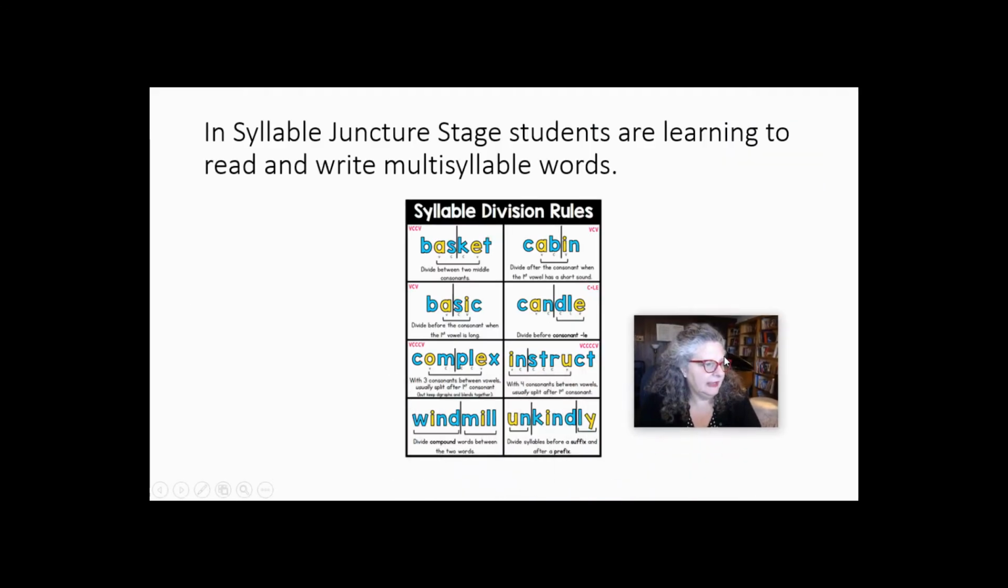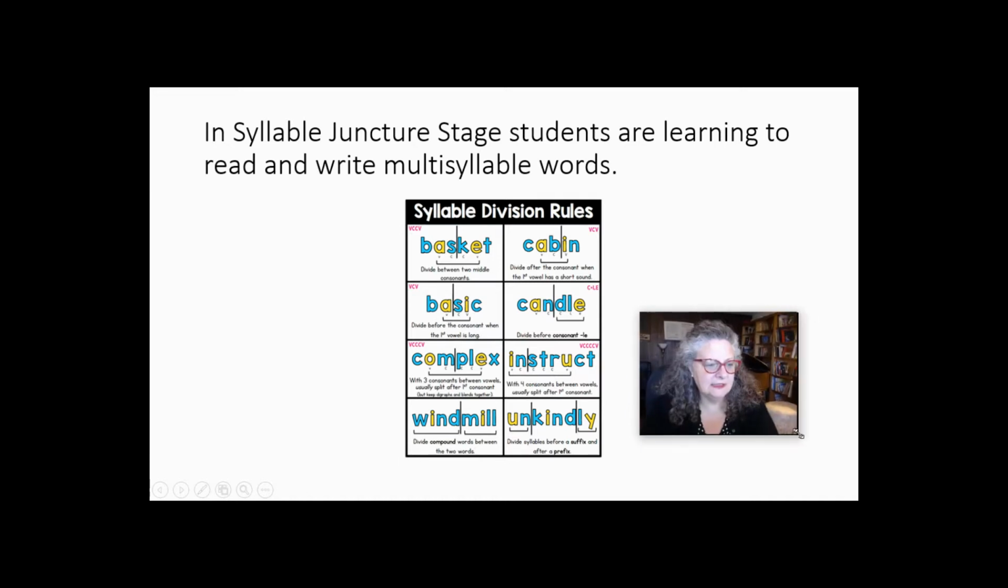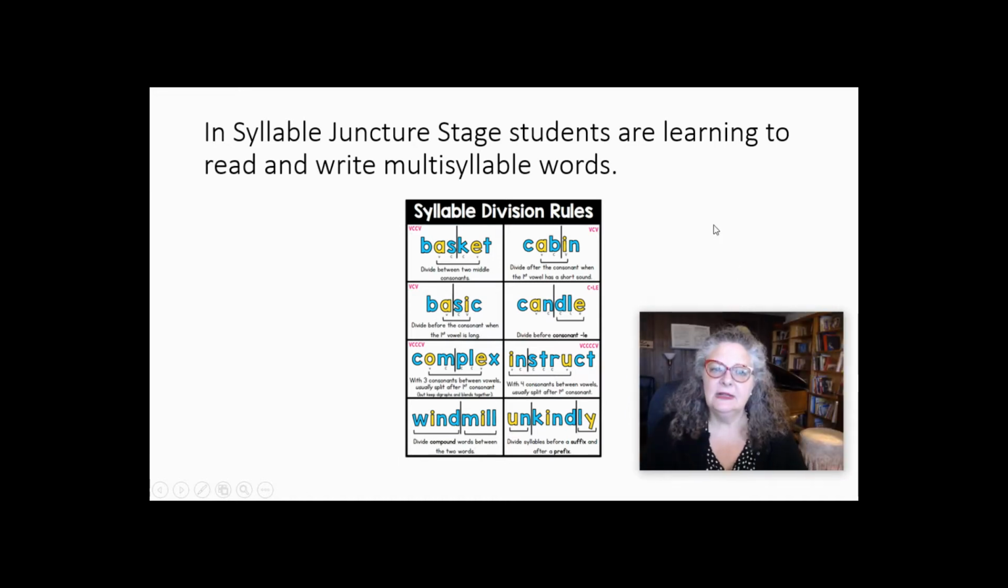So let's think a little bit about what kids are learning in the syllable juncture stage. So in syllable juncture, they're learning how to pronounce multiple syllable words. Now, one of the techniques that we could use to help kids learn multiple syllable word pronunciation is we could have them do what we call syllabication. Now, syllabication is just a practice where you teach kids how to identify vowels and consonants so that you can show them how to break a word apart.